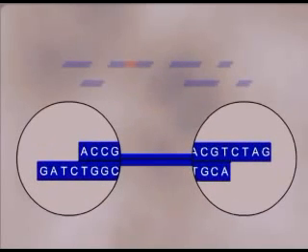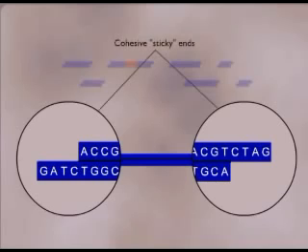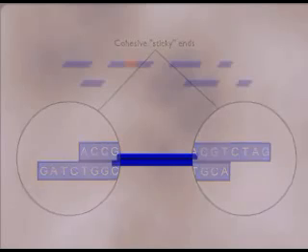Each fragment has a single-stranded sequence of nucleotides on its ends that is capable of hybridizing with DNA that has been fragmented with the same restriction enzyme. The DNA fragments are then incorporated into plasmids.